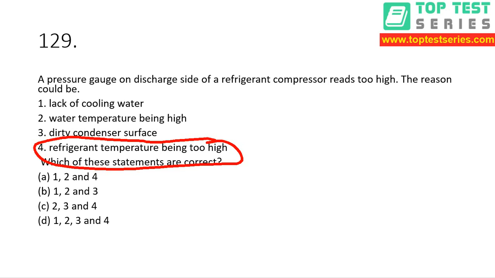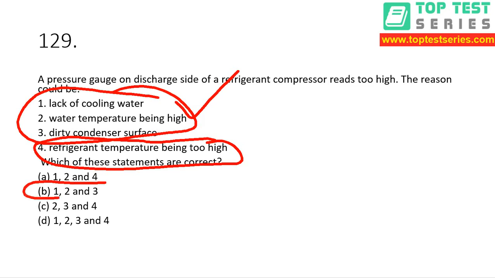Therefore, the answer for this question is what? Option, these all are correct. So 1, 2, 3 are correct. That means option B is the correct answer for this question.